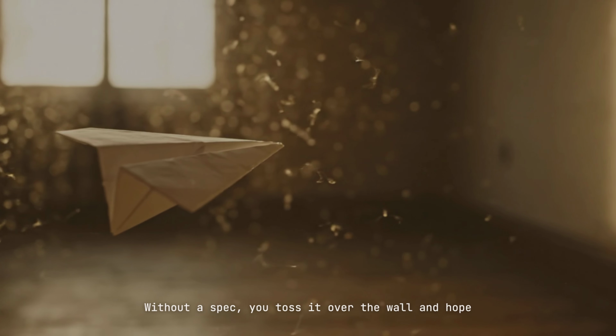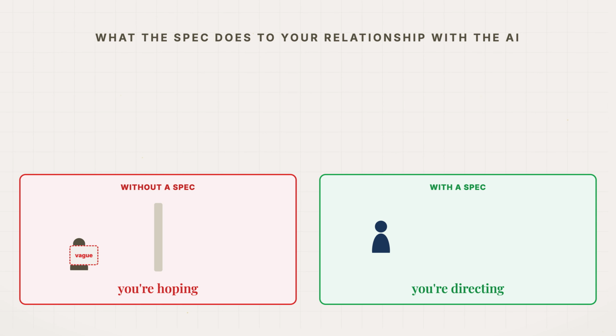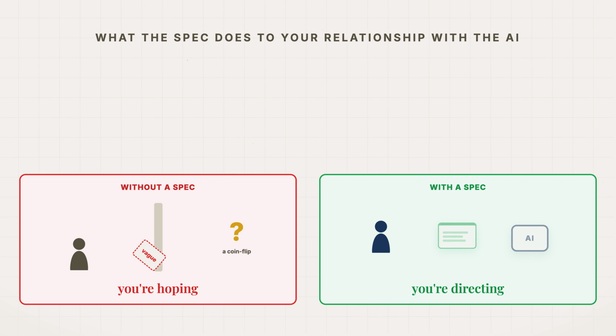And notice what writing that spec actually does to your relationship with the AI. Without a spec, you're hoping. You toss a loose request over the wall and pray something good comes back. With a spec, you're directing. You hand over a clear, checkable assignment, and you know what you're getting. That's the difference between feeling like you're wrestling the tool and feeling like the tool is an extension of you. And it's not magic. It's the work of writing the 3 answers down.